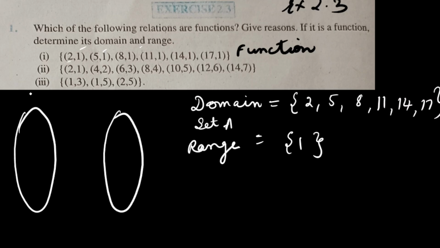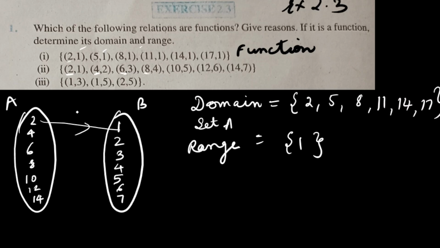Two sets are there, set A and set B. The first ones are the elements of set A: 2, 4, 6, 8, 10, 12, 14. All the first elements I've written as the elements of set A. Now the second ones: 1, 2, 3, 4, 5, 6, 7. So 2 maps with 1, 4 maps with 2, 6 maps with 3, 8 maps with 4, 10 maps with 5, 12 maps with 6 and 14 maps with 7.